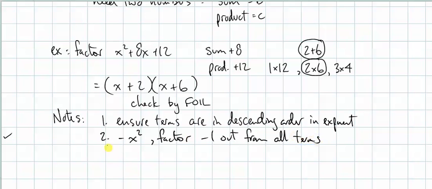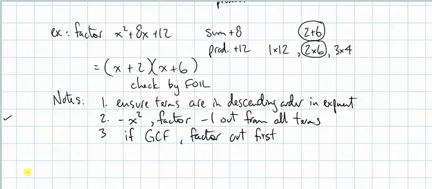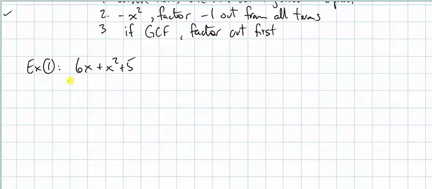Third, if there's a GCF, factor it out first. I'll give you examples of each of these cases to make sure you understand what I mean. Example of 1, if I gave you x squared plus 6x plus 5 with the terms out of order, you would rewrite it as x squared plus 6x plus 5.